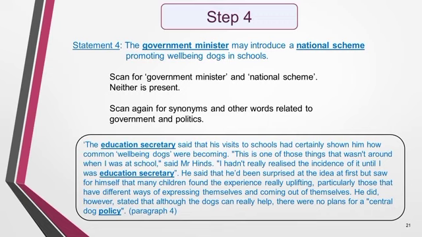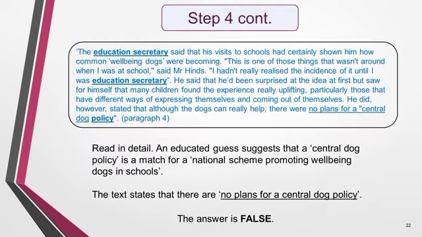It doesn't matter if I don't understand what this word means. All that matters is that I can work out from the context of the sentence that this word is probably relevant and indicates where the answer is located. I make an educated guess that a central dog policy is a match for a national scheme for promoting well-being dogs in schools, and I reread the sentence to find my answer. The sentence states that there are no plans for a central dog policy, so the answer is false.